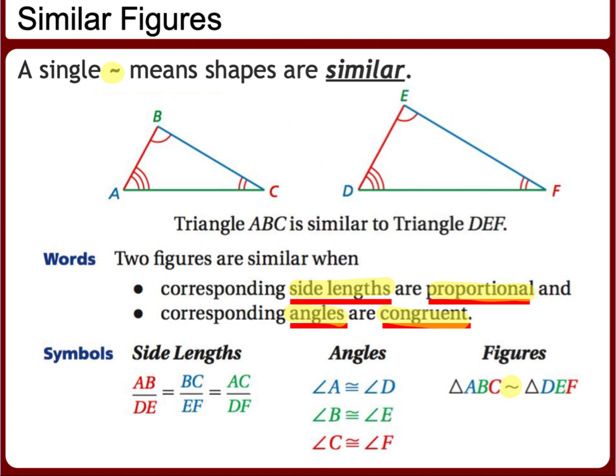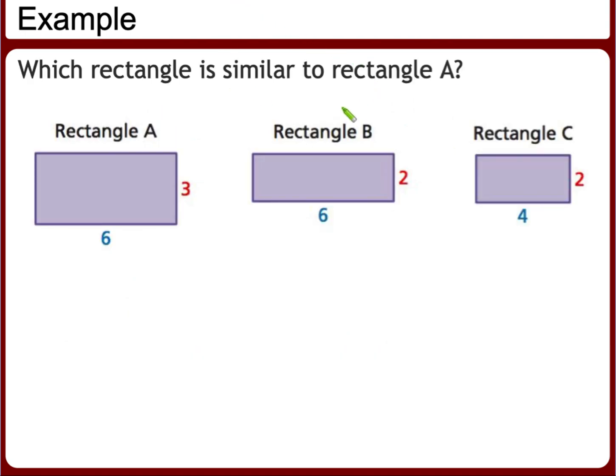So let's see if we can identify similar figures. If we look at rectangle A, which one is similar to A? Rectangle B or rectangle C? Well, we know all the angle measures are congruent because they're all rectangles, so every angle measure is 90 degrees. So now we need to check to see if the side lengths are proportional. So let's look at rectangle A and B. And I always like to think of this as new with the original. So the first one is always the original. The new one is what we're comparing it with.